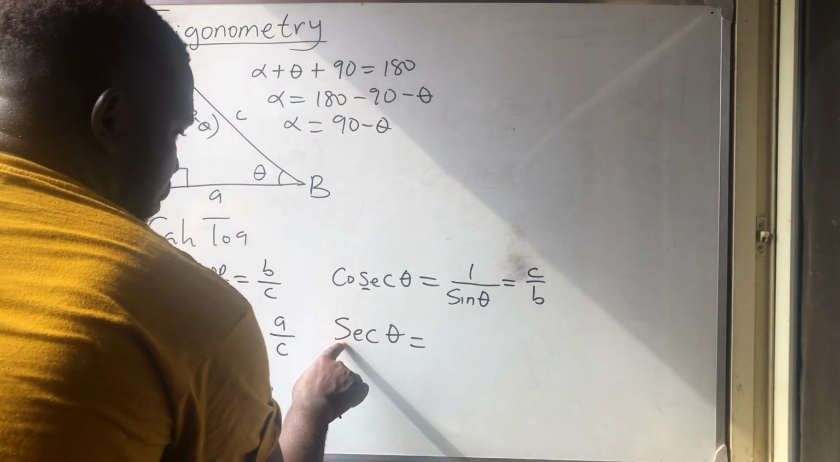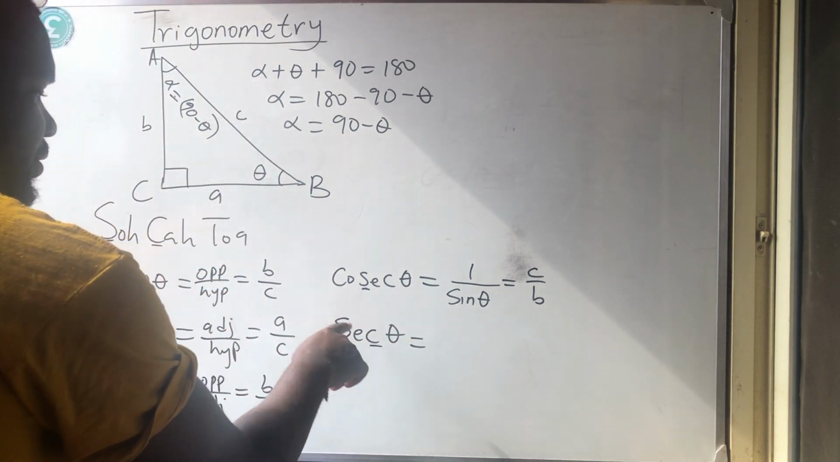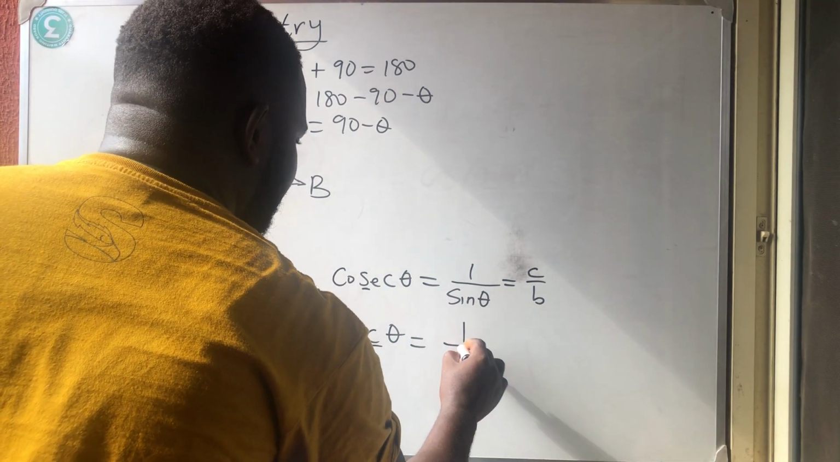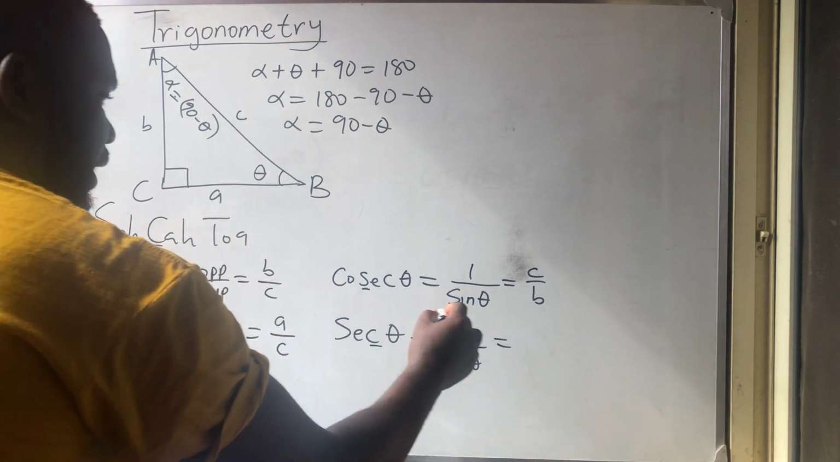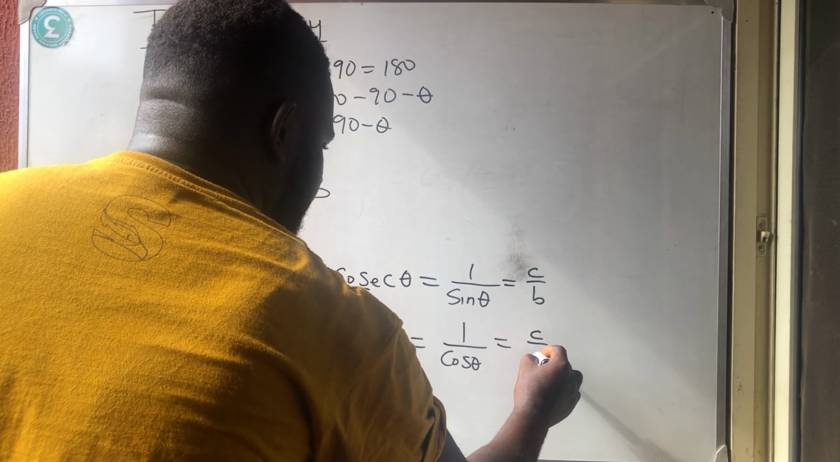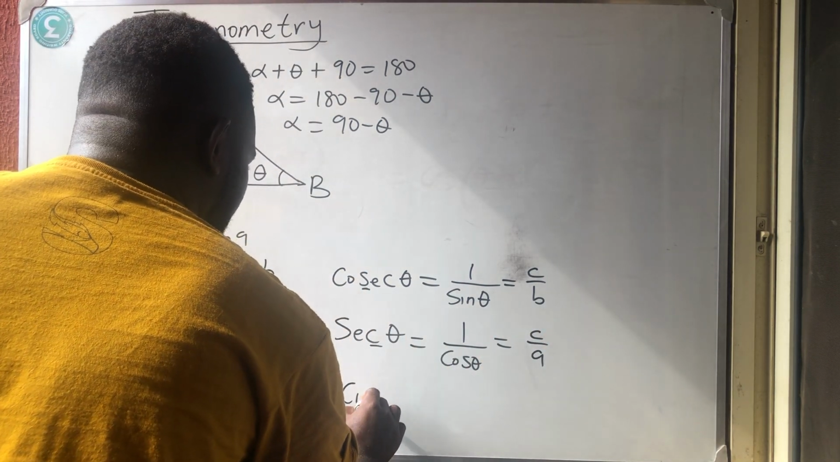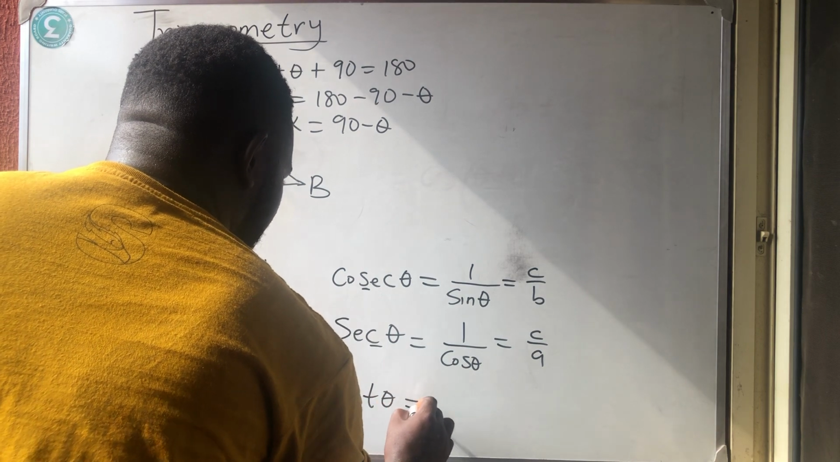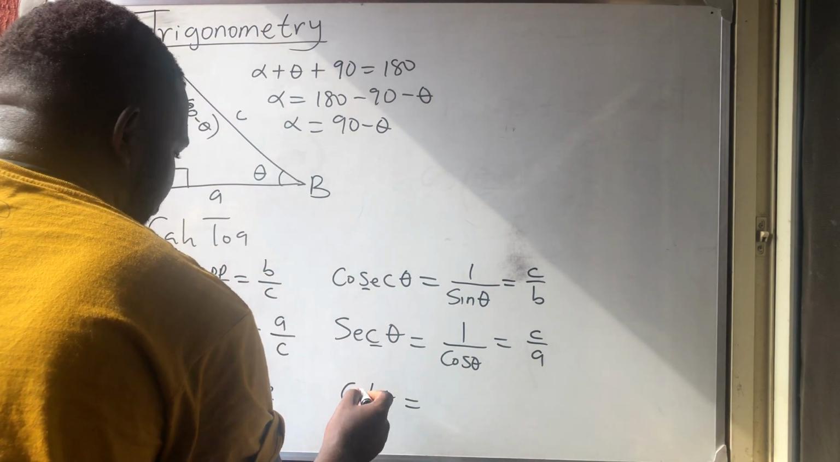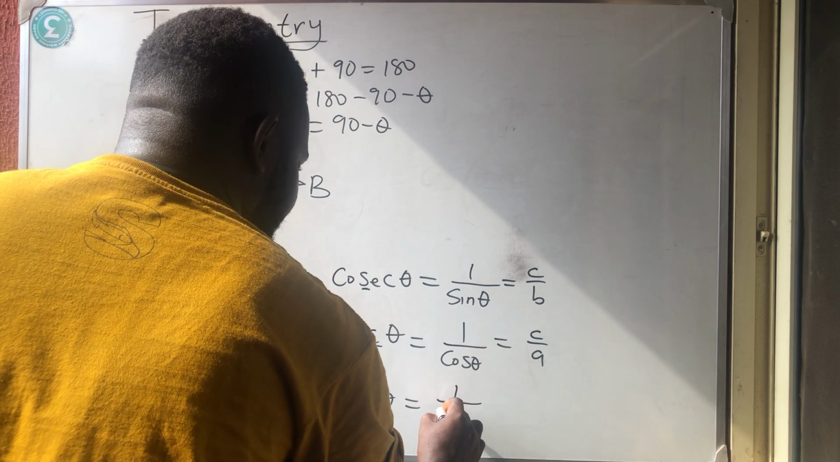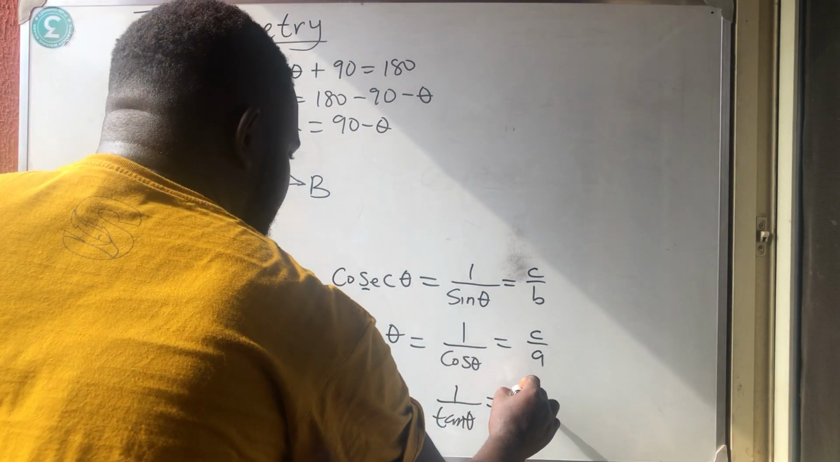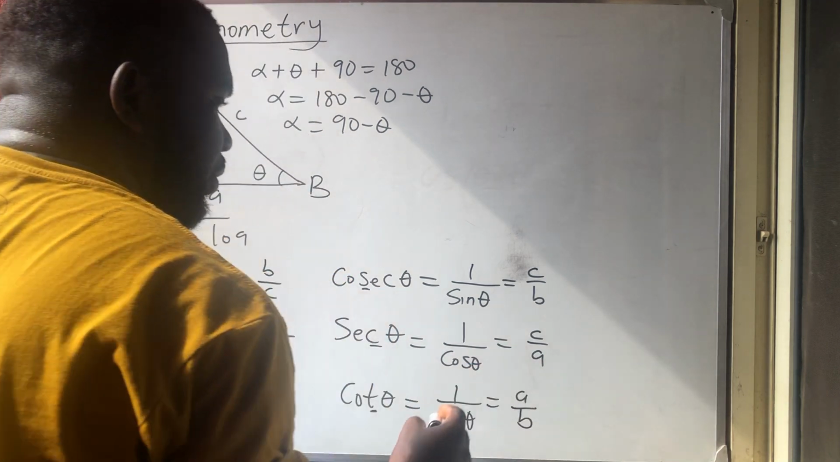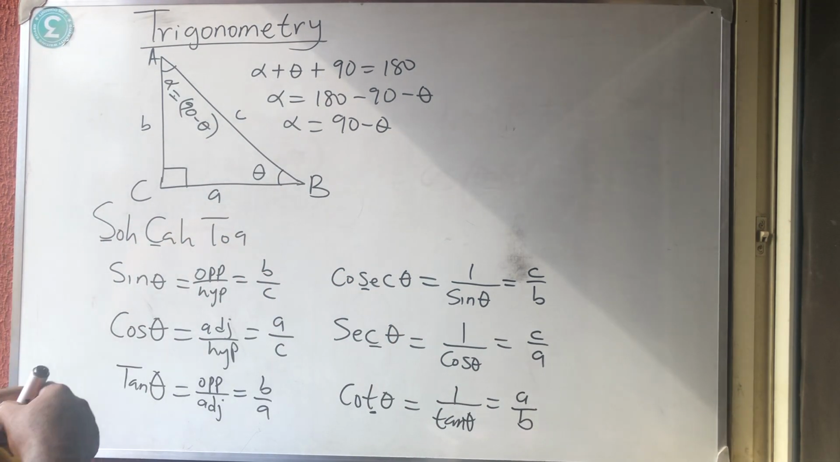Okay, so the next one you need to know is sec theta. So count 3 again. 1, 2, 3. So I'm having C there. So sec means inverse of cos, which is what? Inverse means turn it around, which is C over what? C over A. The next one you need to know is cot theta. Count 3 again. 1, 2, 3. And cot theta is what? Inverse of tan. So an inverse means turn it around, which is what? A over B. Okay, so that is that.